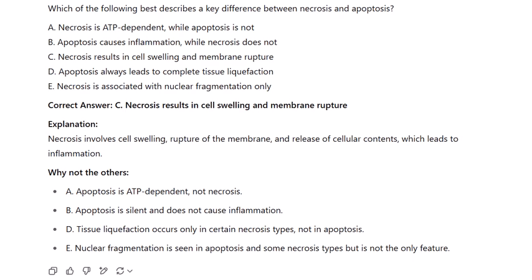Why not the others? A. Apoptosis is ATP dependent, not necrosis. B. Apoptosis is silent and does not cause inflammation. D. Tissue liquefaction occurs only in certain necrosis types, not in apoptosis. E. Nuclear fragmentation is seen in apoptosis and some necrosis types but is not the only feature.